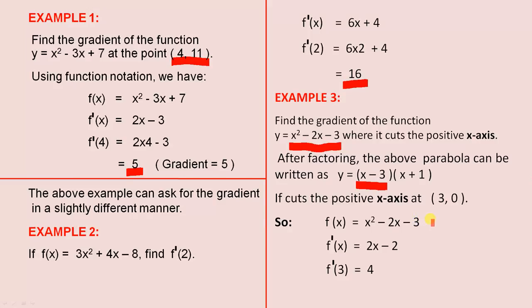So, if f(x) equals x squared minus 2x minus 3, f'(x) is 2x minus 2. Substitute x equals 3 in here. 2 threes are 6, 6 minus 2 is 4. So f'(3) is 4.